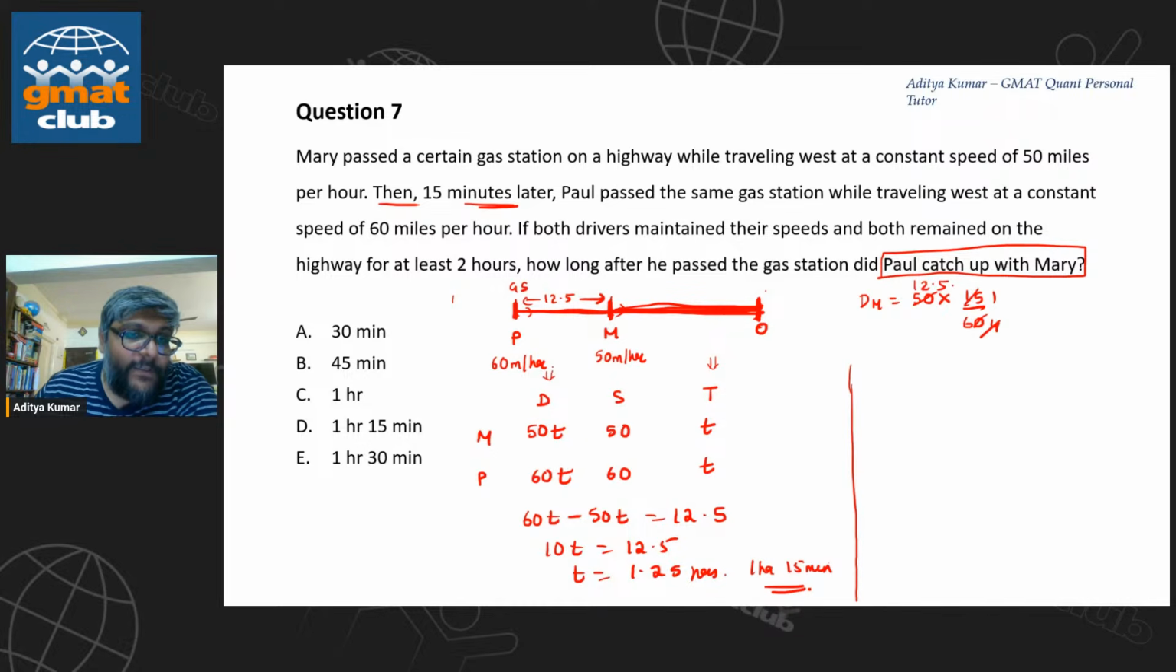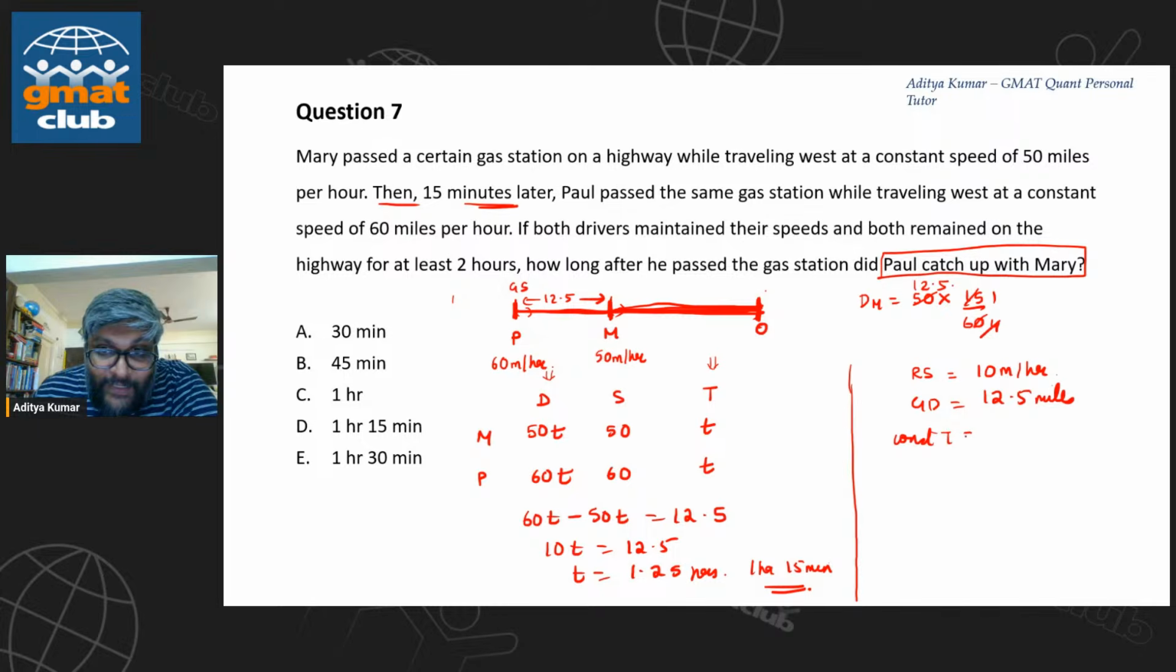What will I get from relative speed? The constant time. So immediately I'll say they both are moving in the same direction. So what should be my relative speed? It should be the difference of speeds, that is 10 miles per hour. What is the gap distance between them when they started moving simultaneously? 12.5 miles. So what is the constant time that they will take to meet each other at that point O? Time is equal to gap distance divided by the relative speed. That's 1.25 hours, which is 1 hour and 15 minutes.